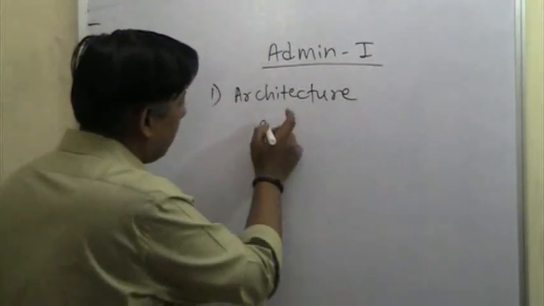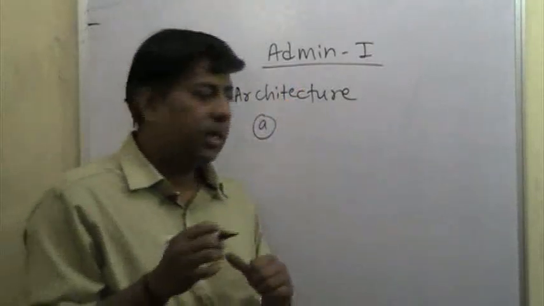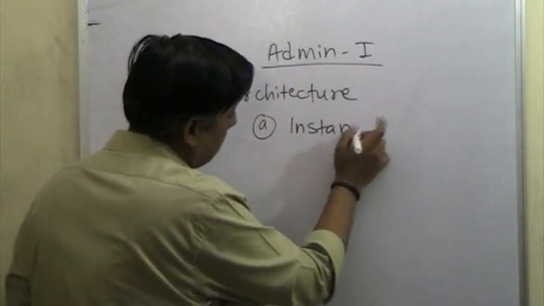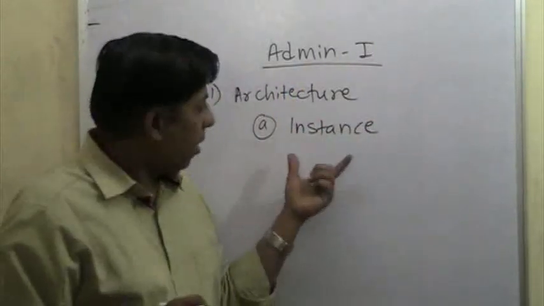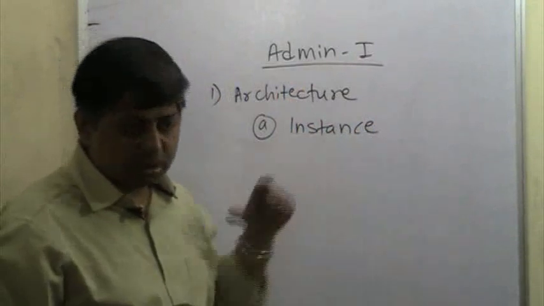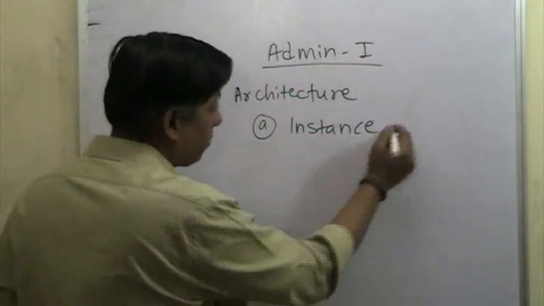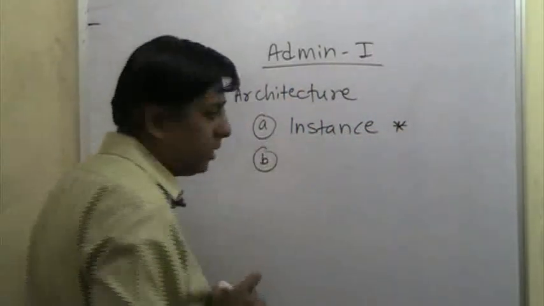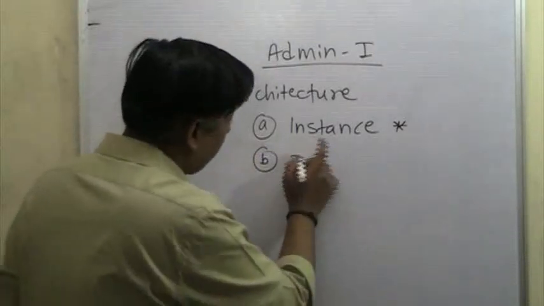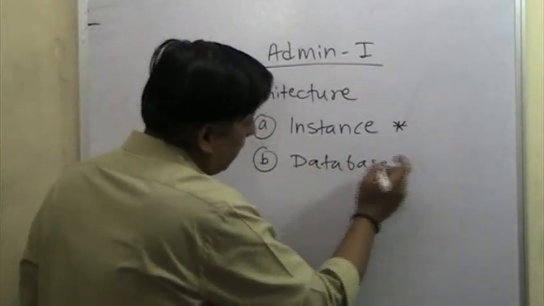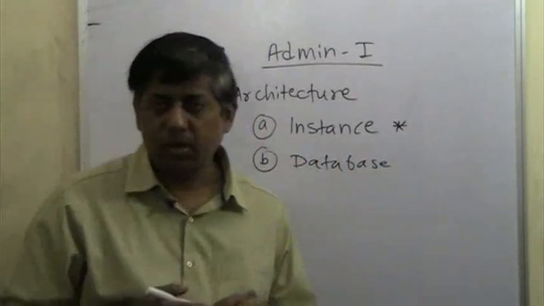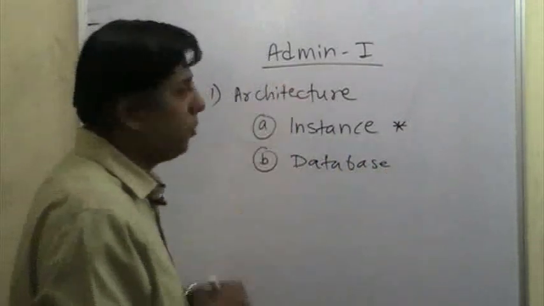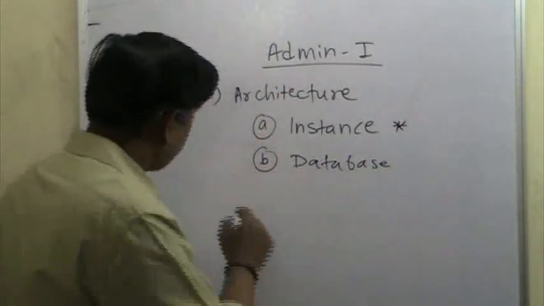In the architecture there are a couple of other areas. Number 1 is what we call an instance. Oracle instance is basically memory and the processes. We'll talk more about that. So this is probably the main focus when we are discussing the architecture. The second thing is the database. Database is the disk layout, how the files are laid out and all those things. So these two things we'll discuss in much more detail during the architecture phase. So that is topic number 1.